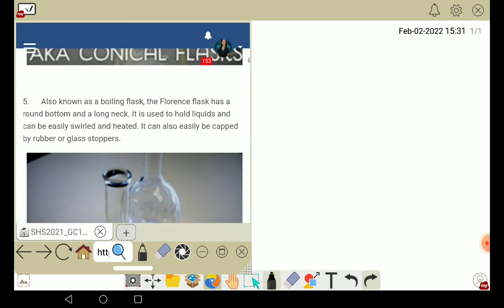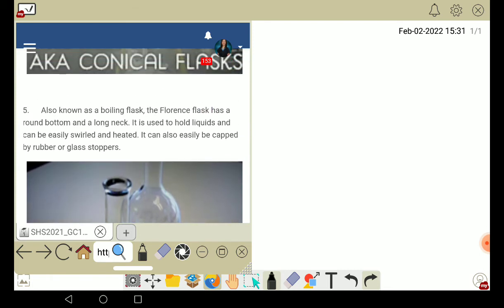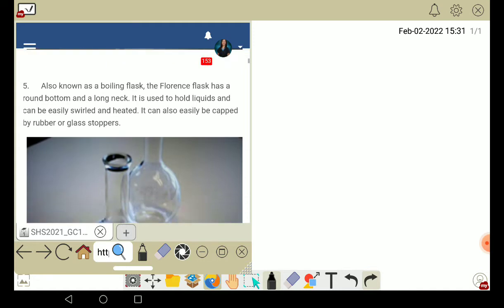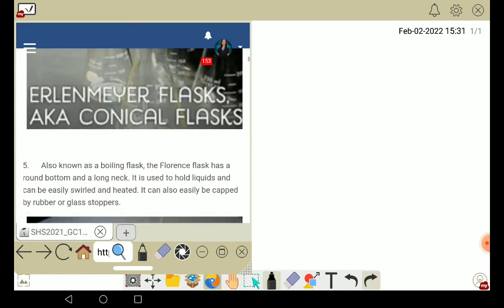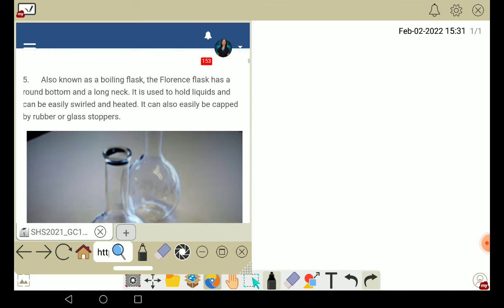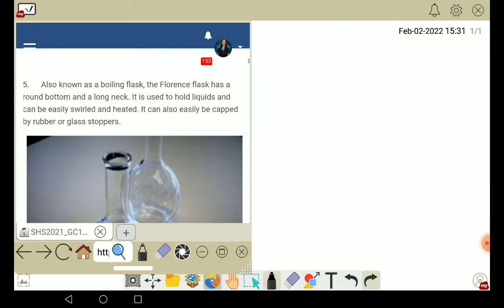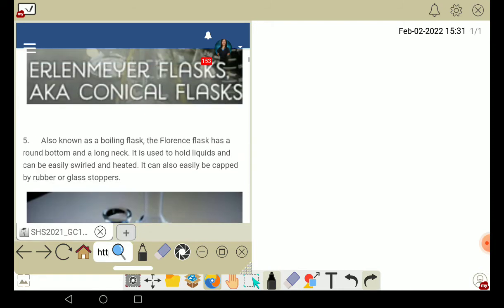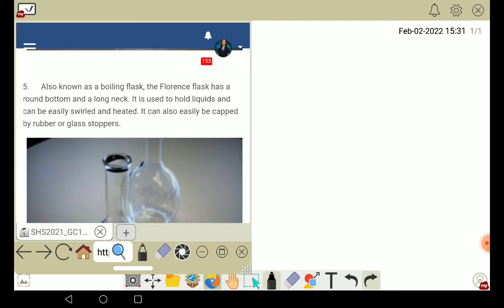The fifth is also known as a boiling flask, or what we call the Florence flask. It has a round bottom and a long neck. The difference is that the Erlenmeyer has a wider opening than your Florence flask. But the Florence flask has a volumetric bottom, or a round bottom, rounder than your Erlenmeyer. It is used to hold liquids and can easily be swirled and heated.